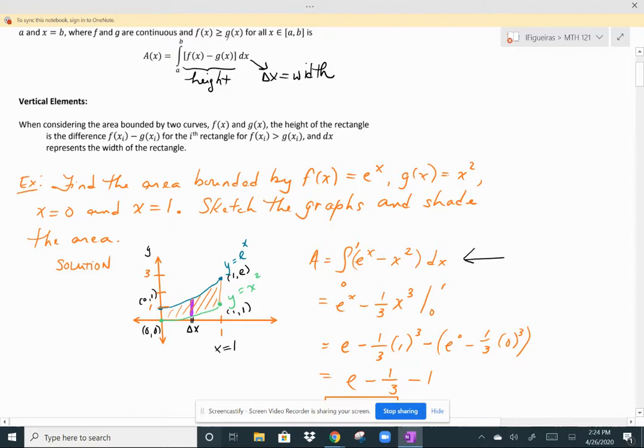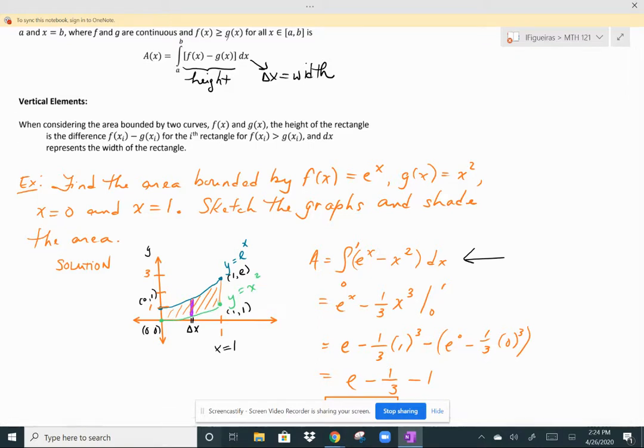So that's exactly what we set up here. We have the integral from 0 to 1. And again, these are the x values. x is 0 and x is 1 here at these right-handed points for e to the x and x squared. The height of this representative rectangle will be e to the x minus x squared dx, which is your differential.